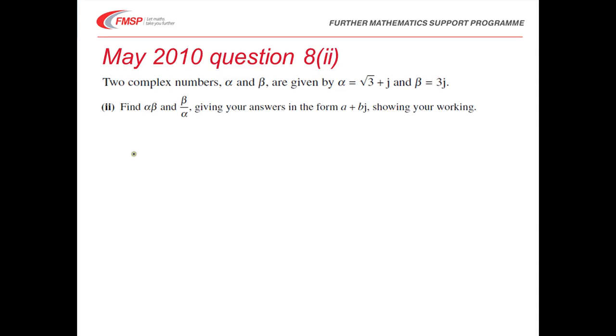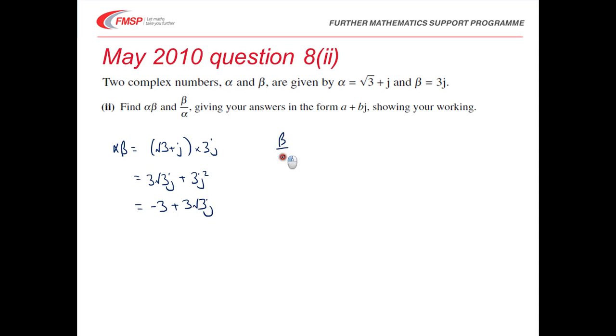For part 2, first of all we need to find alpha beta. That's root 3 plus j multiplied by 3j. That's 3 root 3j plus 3j squared. j squared is minus 1, so that's minus 3 plus 3 root 3j.